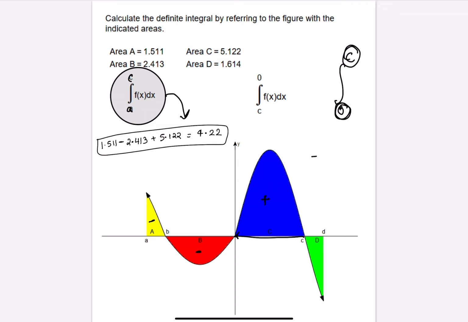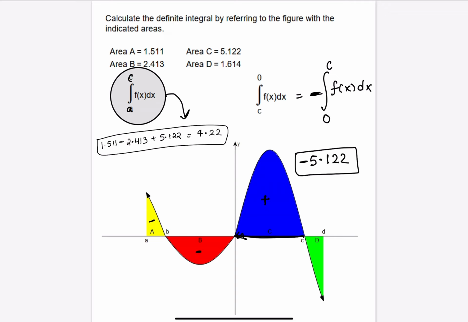The area is 5.122. But because I'm going in a different direction, I will simply stick a negative. So this is the same as the integral from 0 to C of f of x dx, but with a negative sign. So it's the same area, but because you're going in a different direction, you will simply put a negative sign.